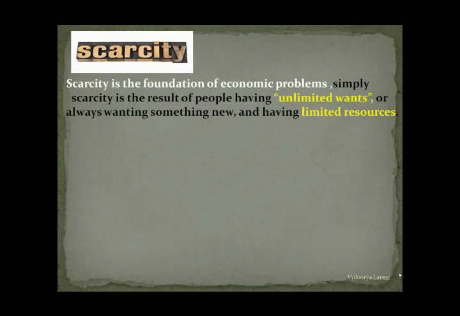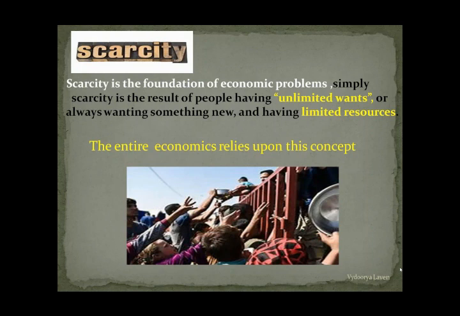Scarcity is a foundation of economic problems. Simply, scarcity is a result of people having unlimited wants or always wanting something new and having limited resources. We as human beings are greedy enough to capture more and more, but in reality, we wouldn't be able to fulfill all such wants that we ask for. That's because the resources that are required to fulfill such wants are limited. Such limitedness of the resources to fulfill the unlimited wants is scarcity. Now, it isn't as scary as you thought, right? The entire economics relies upon this concept.